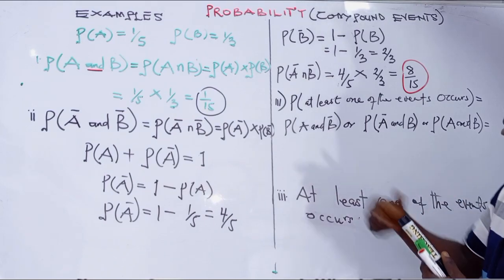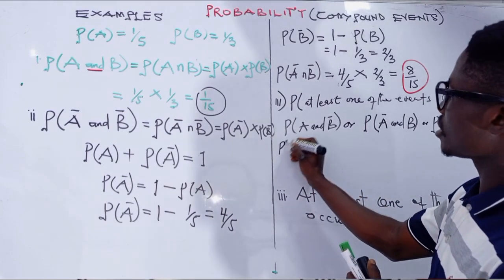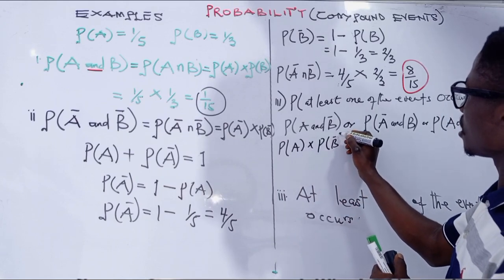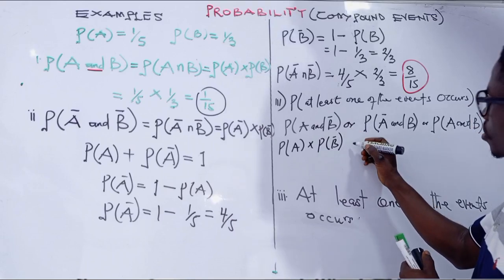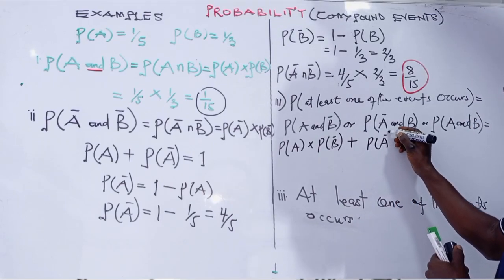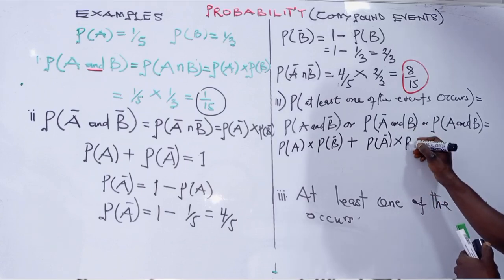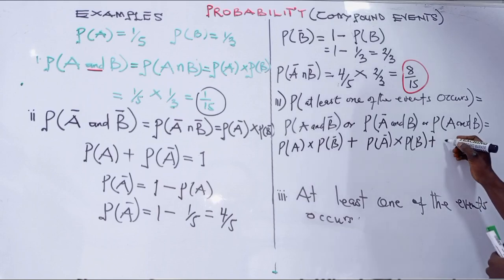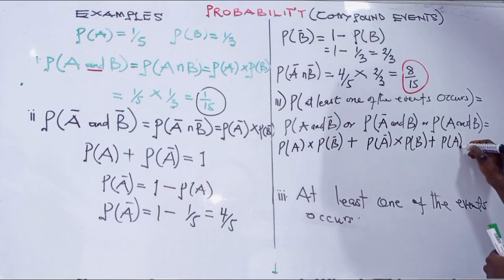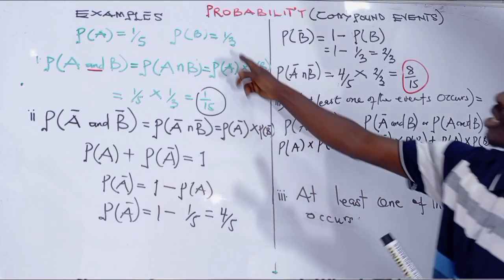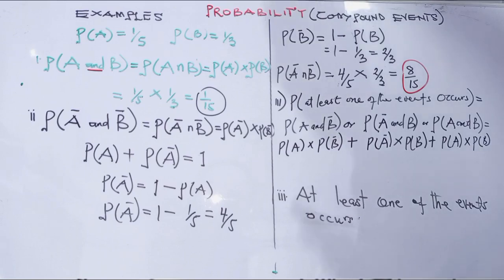So this is going to give us the multiplication law. We can write it as the probability that event A occurs multiplied by the probability that event B doesn't occur. This all means what? The addition. Then we move on to the probability that A doesn't occur multiplied by the probability that B occurs. Again, addition. Then we look at the probability that A occurs multiplied by the probability that B occurs. Now once we have this, we are just going to substitute their corresponding probabilities.